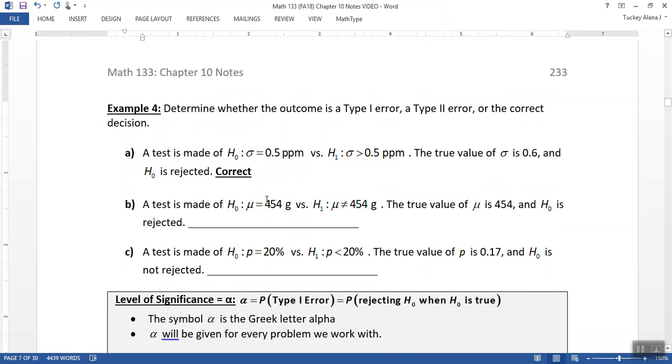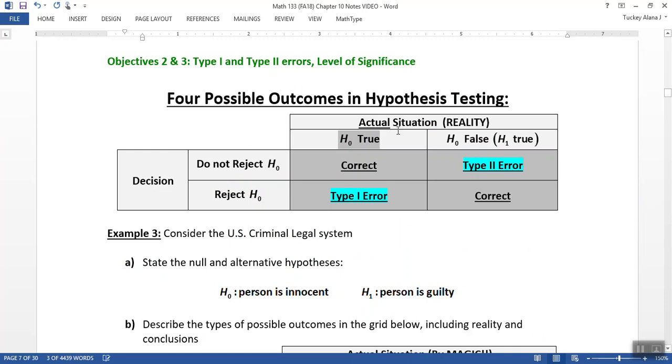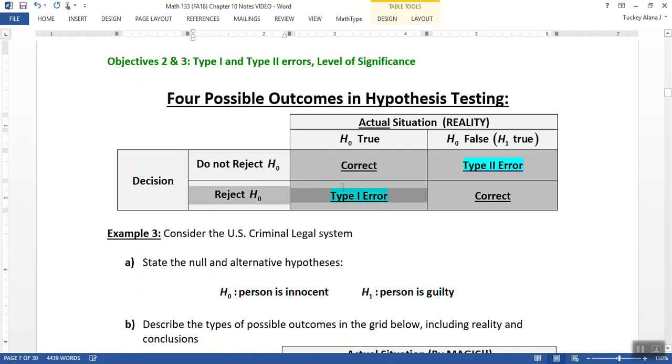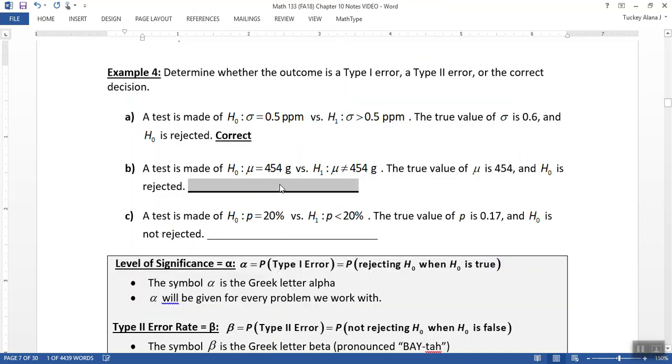Now, a test is made of mu equals 454 grams versus mu is not equal to 454 grams. And the true value is actually 454. So think about what that's saying. That's saying that the null is actually true, but I rejected it. All right, so looking back at the table, if the null is actually true, it really is 454, that means I'm in the left column over here. If I reject the null hypothesis, then that's a type 1 error. I should not have rejected it, and I did. So this would be a type 1 error.